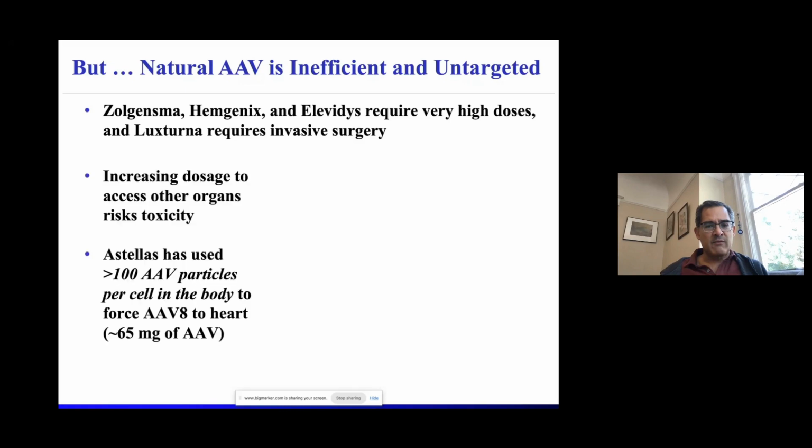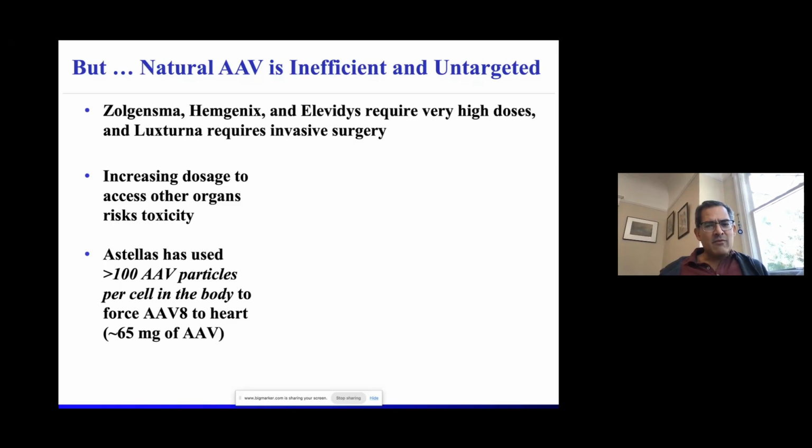So it's possible in some cases to compensate for poor delivery to some tissues, such as heart or skeletal muscle, by simply increasing the dosage. For example, this approach has been used in a number of trials, including that of Astellas, which was trying to deliver AAV8 to the heart. To compensate for the fact that the vast majority of AAV8, when injected intravenously, goes to liver rather than heart, they increased the dosage to patients up to the point where it was over 100 AAV particles for every single cell within the body.